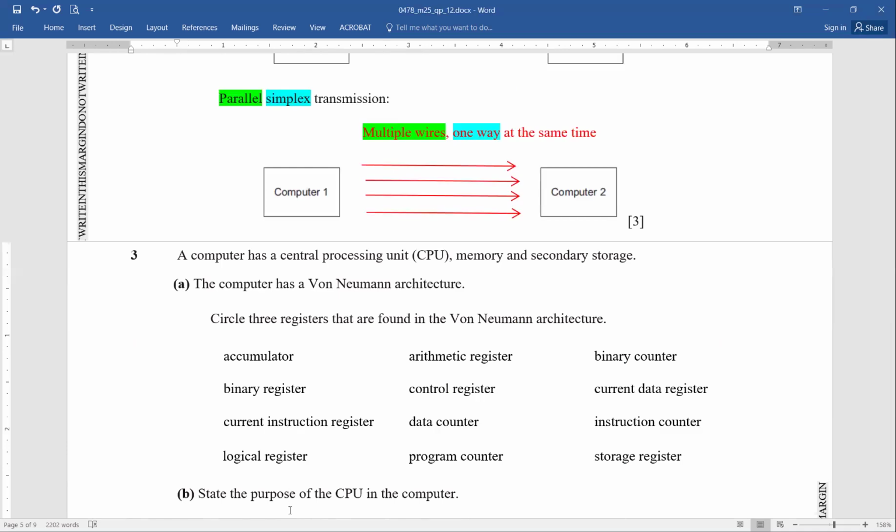Done? Now, which are the correct options? Which are the correct registers? Accumulator, arithmetic register, binary counter, binary register, control register, current data register, current instruction register, data counter, instruction counter, logical register, program counter, storage register. So which are the correct options here? Are we all done?